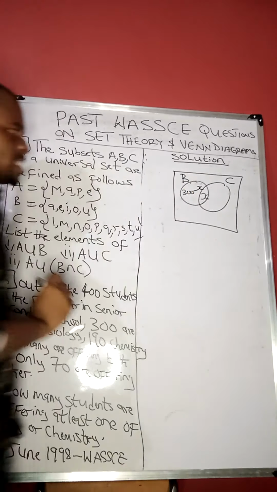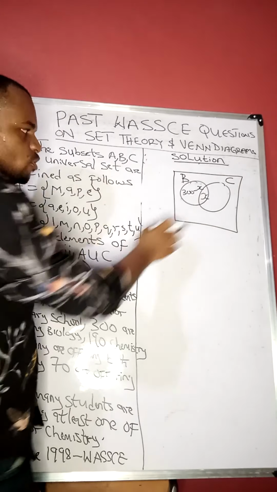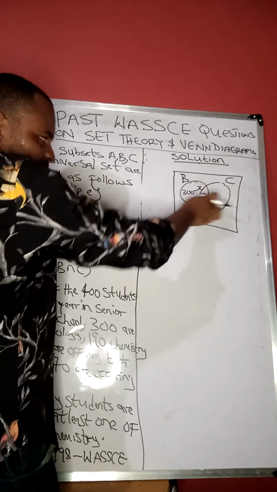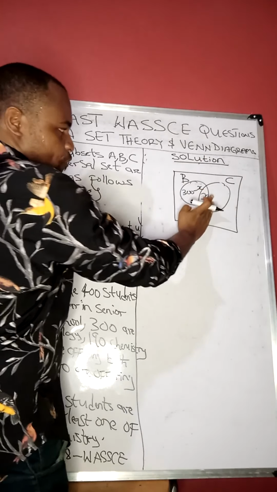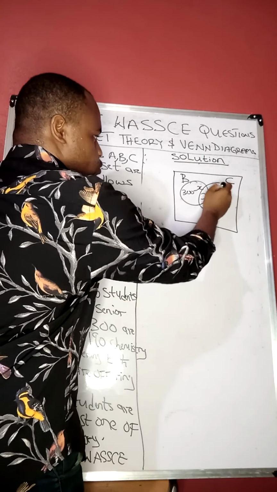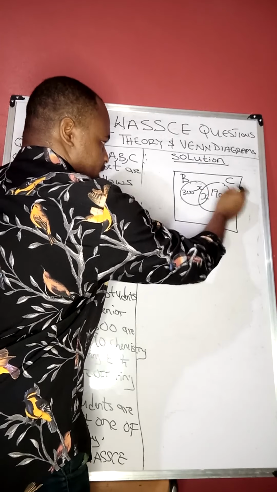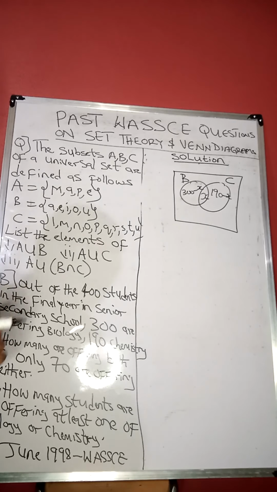Follow me closely. Then let's go ahead. It says 190 are offering chemistry. 190 chemistry. This is the circle. The full circle for chemistry is 190. But we've already put X as part of that circle of chemistry. So those offering only chemistry will be 190 minus what? 190 minus X.